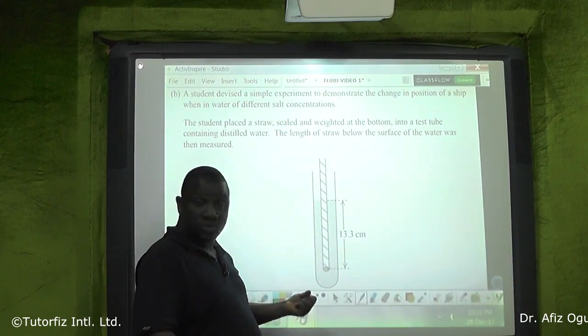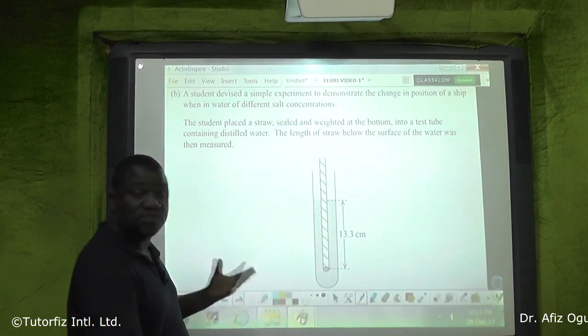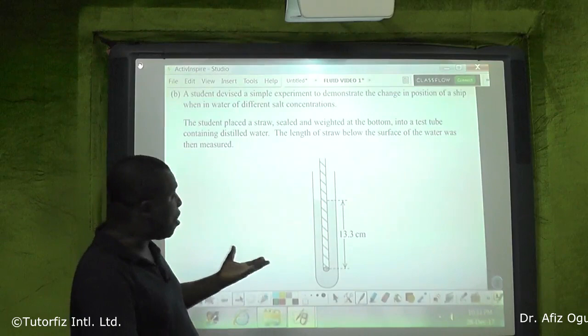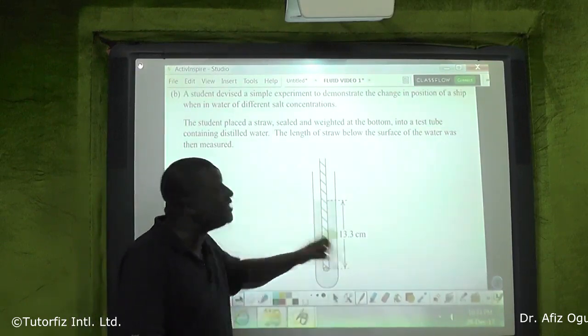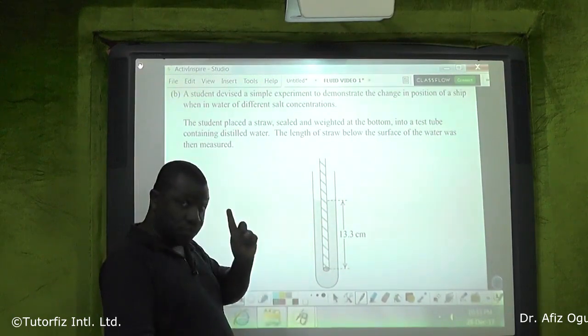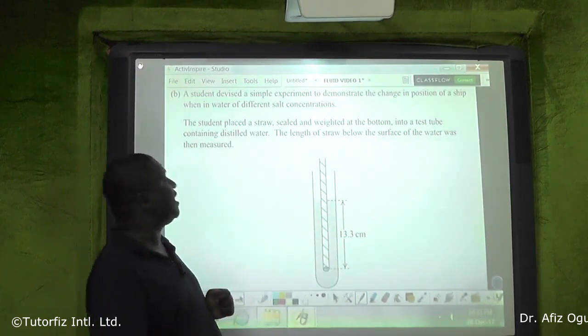Sir, you agree with that? It will displace some water. Now, let's assume it has displaced this amount of water. Let's assume that it has displaced this amount of water right here.